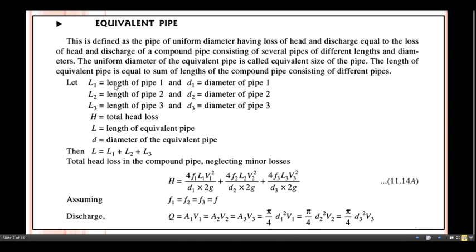Let L1 equal the length of pipe 1, and the corresponding diameter is D1. Then L2, L3 and D2, D3 are the lengths and corresponding diameters of pipe numbers 2 and 3 respectively. H indicates the total head loss, L indicates the length of the equivalent pipe, and D indicates the diameter of the equivalent pipe.